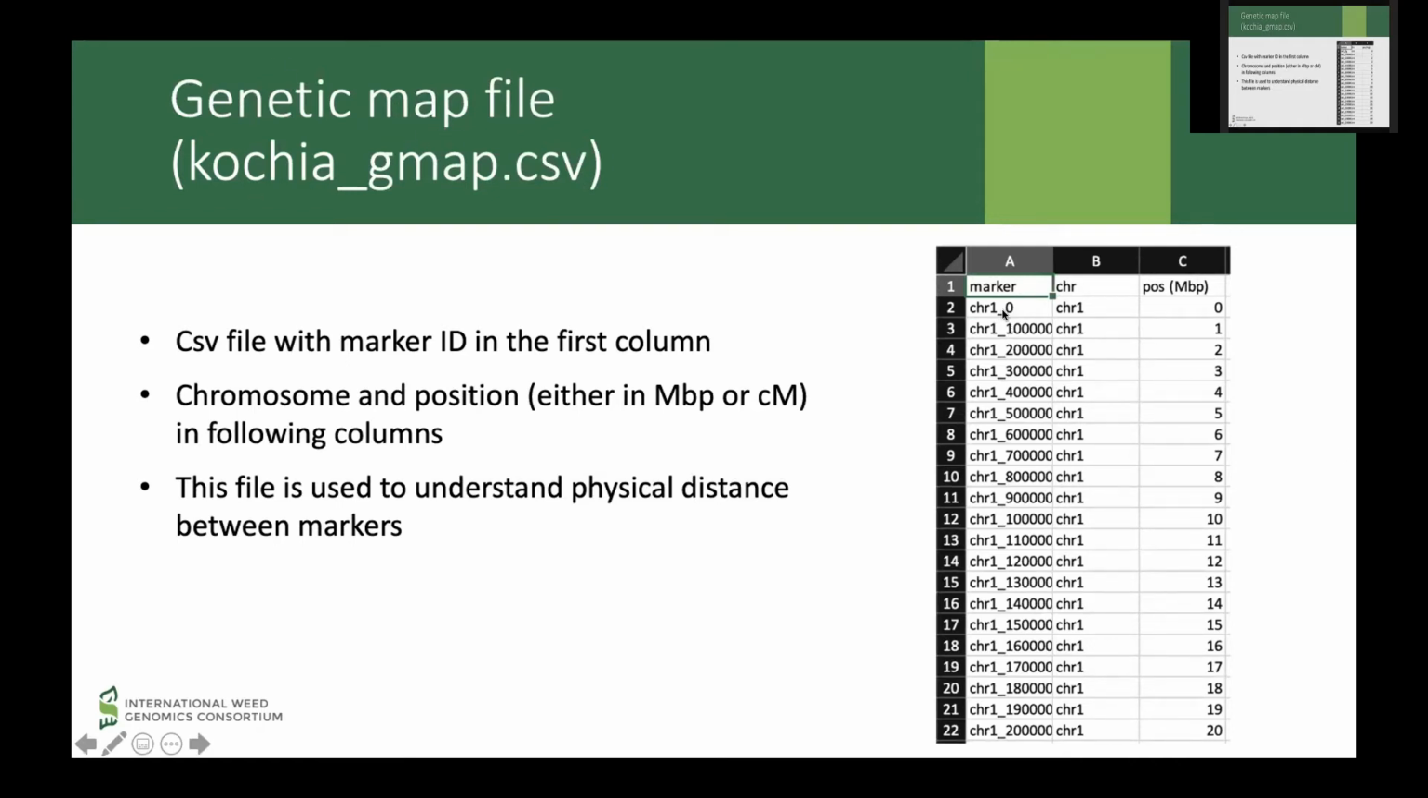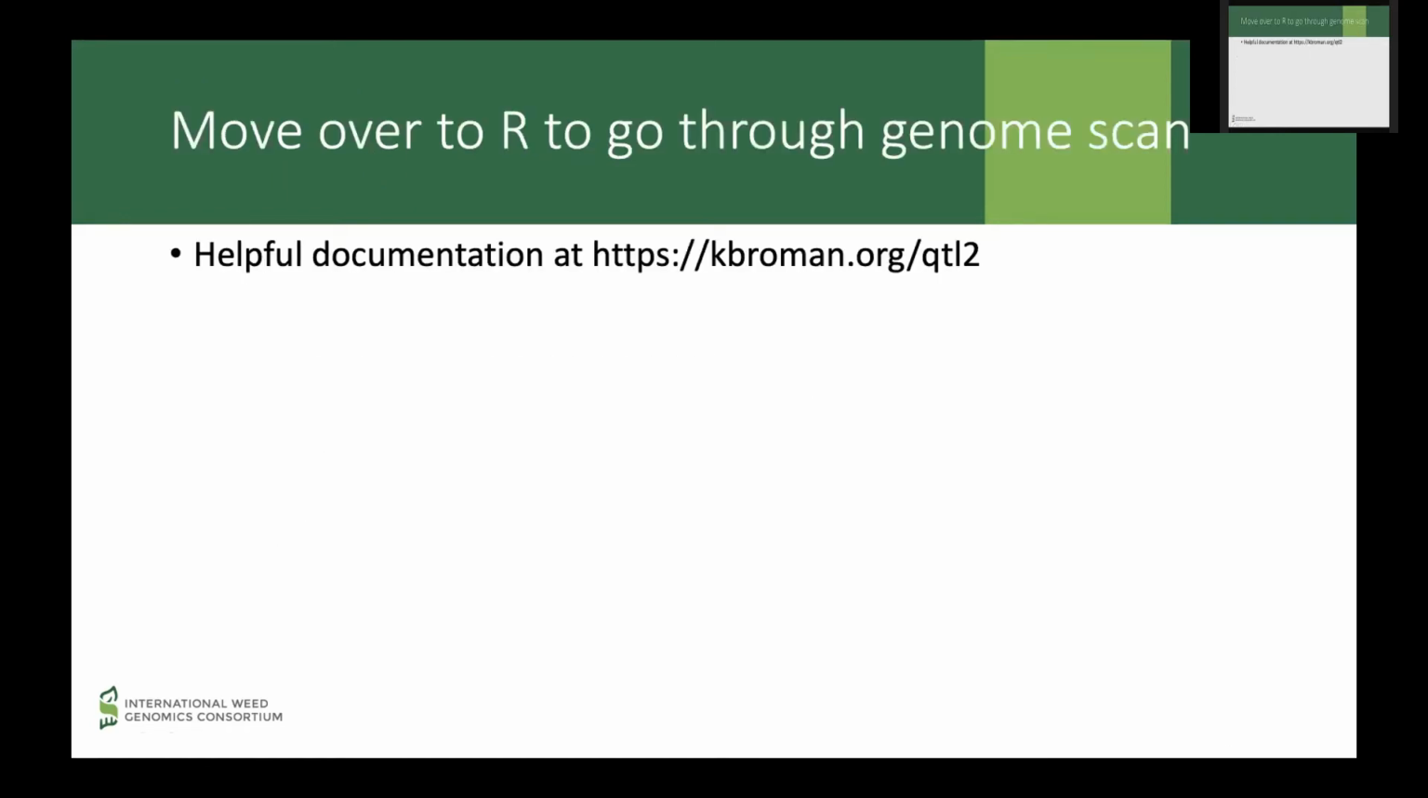The name of each marker seems pretty informative. Chromosome 1, base pair 0. The problem is that QTL doesn't parse this name out because different people have different naming conventions. So you have to tell it explicitly where in the genome this marker exists. So on chromosome 1 at base pair 0 or at megabase pair 1 or so on. Okay, so those are the files that we're going to put in.